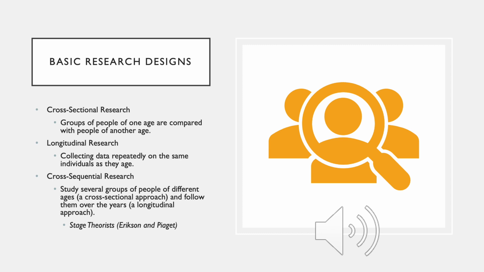When you're utilizing different types of research designs, you also might want to consider the kinds of people that you're studying. And so we have different kinds of research: cross-sectional, longitudinal, and cross-sequential research. With cross-sectional research, this is looking at groups of people of one age compared to people of another age. So I might use that initial idea that I was speaking about earlier related to nap times.